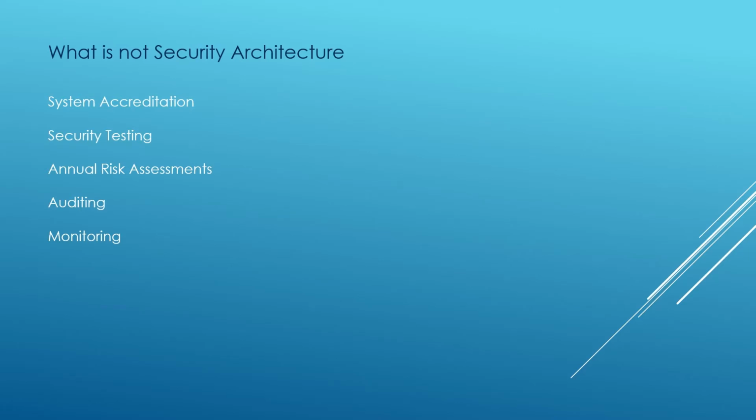The next thing is annual risk assessment. The security architecture team should not be part of the annual risk assessments. Same thing with auditing and monitoring. As a security architect, you need to build controls for auditing and monitoring. You shouldn't be performing the tasks of auditing and monitoring.